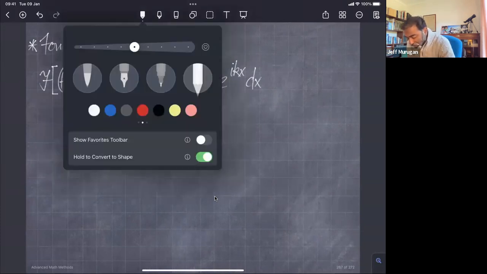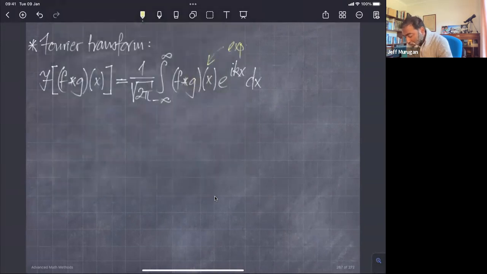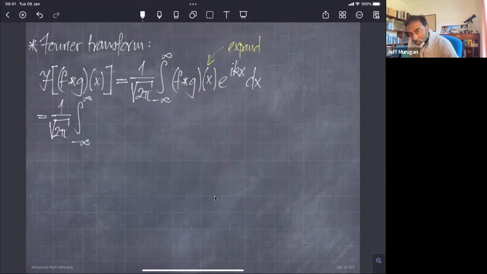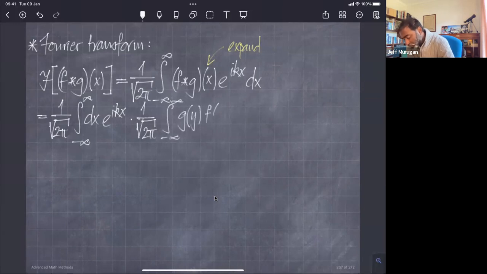Now I know that this itself can be expanded in an integral, its defining integral. So this gives me another factor of 1 over root 2 pi. Integral first with respect to x, e to the i k x, that's the outer stuff, times the expansion of this convolution, which is another root 2 pi, integral now with respect to y of g of y f of x minus y, all integrated with respect to y.